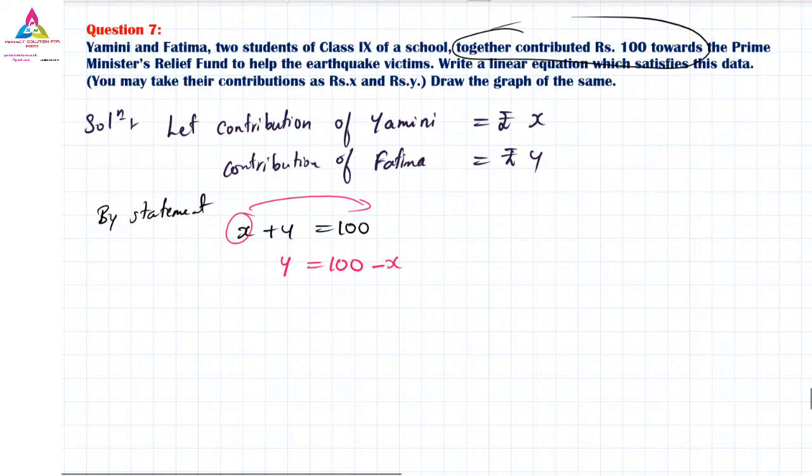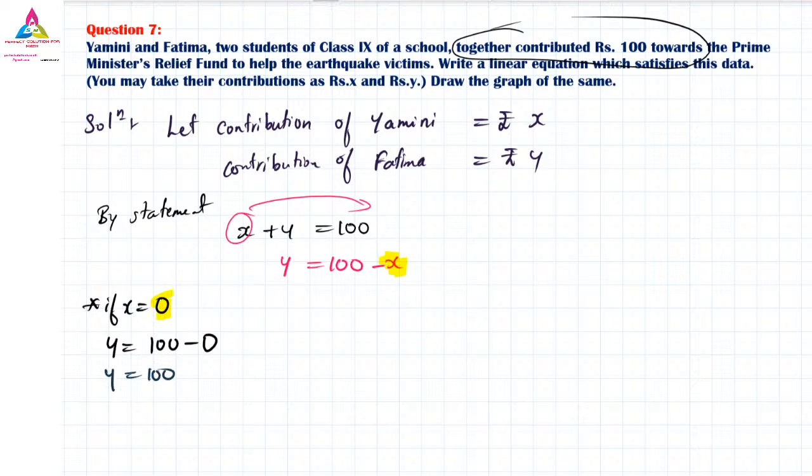It is easy, no? First one, if x is equal to 0, maybe Yamini has contributed 0 rupees, we don't know. So what is the y value? The y value is equal to 100 minus the x value, that is 0. See, this is the x value we have. There we have to substitute this x value. So we are going to get 100 minus 0 is 100. So when Yamini is contributing 0 rupees, Fatima is contributing 100 rupees.